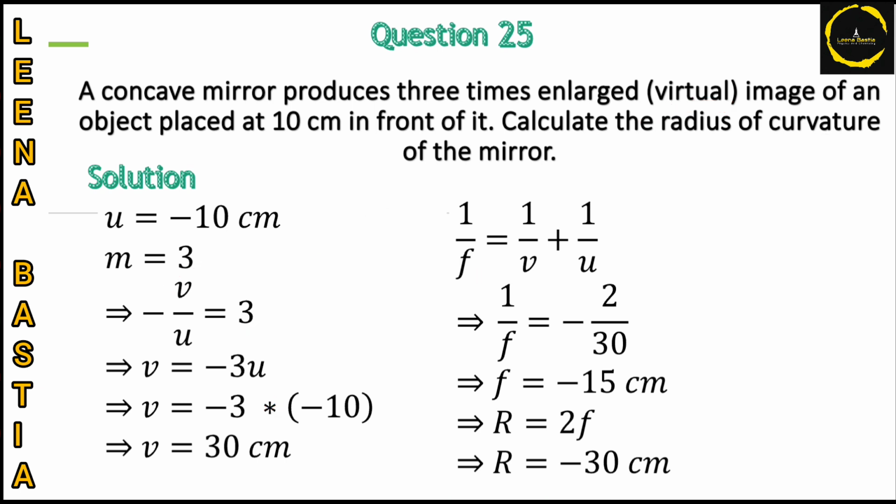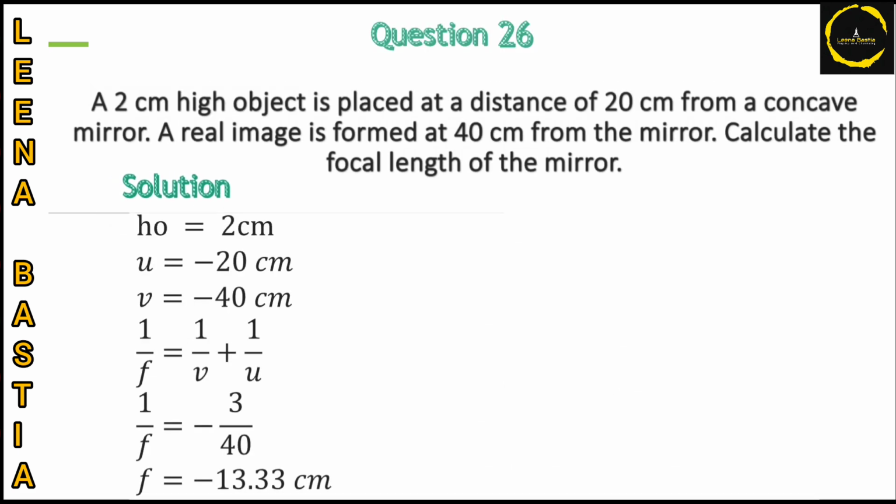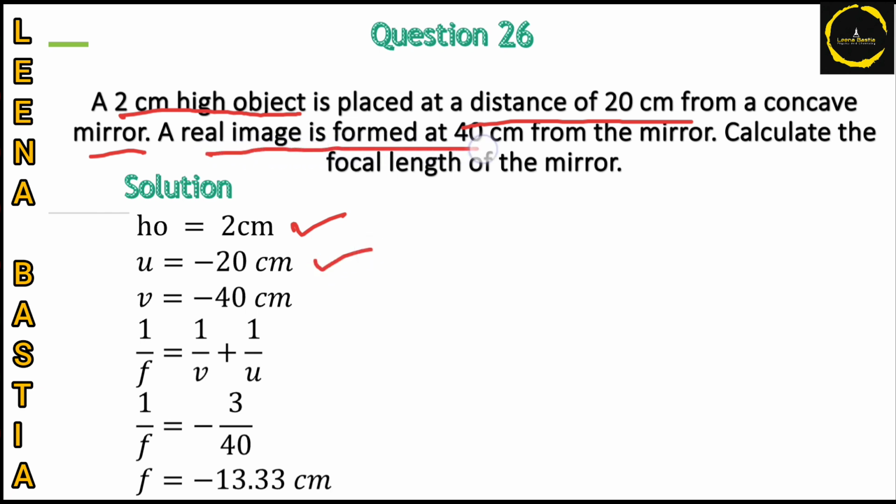Let us move to the next question, that is question number 26. This is also a quite easy question. A 2 centimeter high object is placed at a distance of 20 centimeter from a concave mirror. Okay, so ho is given as 2 centimeter, and object distance is minus 20 centimeter. The real image is formed 40 centimeter from the mirror. Now v is also given. Okay, it is a real image, so it has to be negative. So minus 40 centimeter is given.